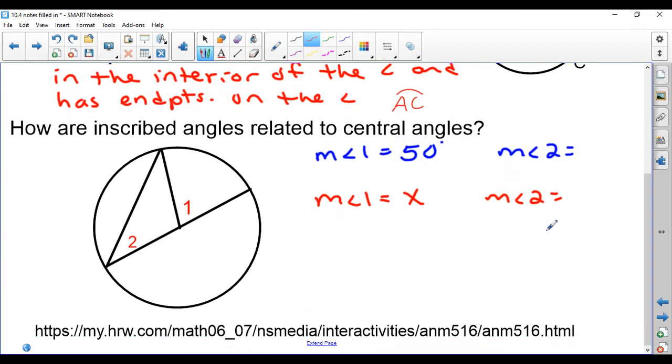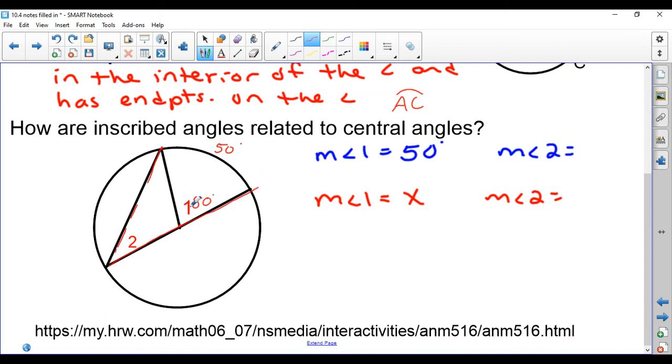So the question is, how are inscribed angles related to central angles? So for example, if this angle 1 was 50 degrees, and this diagram should look familiar. We actually did problems like this earlier in the chapter. If angle 1 was 50 degrees, and that's a central angle, we know that its intercepted arc is also 50 degrees. Now we want to know how angle 2 is related to that 50 degrees. The 50 degrees is the intercepted arc of angle 2.